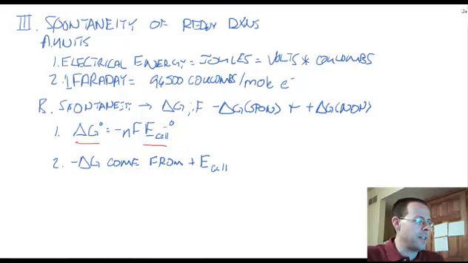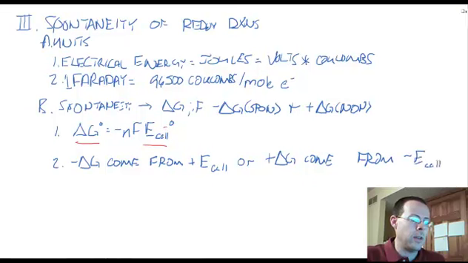Because Faraday's constant is always positive, and moles is always going to be positive. It's not changing moles, it's really the moles of electrons we are transferring. So n and F are always positive, so a positive E gives us a negative G, or a positive G comes from a negative E cell.